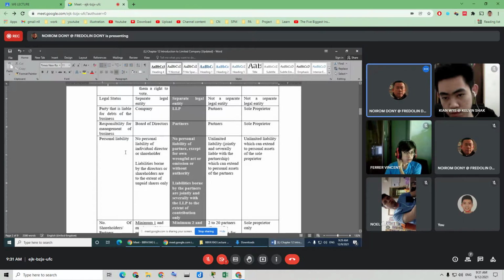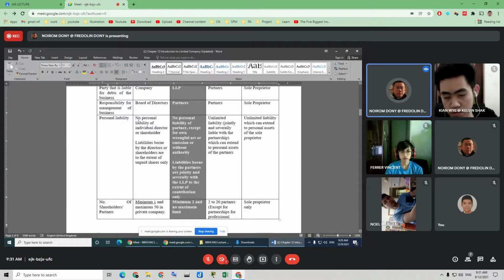Personal liability. For a company, no personal liability. No personal liability of individual directors or shareholders. Liability borne by the directors or shareholders is to the extent of unpaid share only. That's what I'm saying. If they have paid the share, they are no longer responsible for any of the debts. Unless they haven't fully paid the share, then the shareholders or the directors have to pay for the unpaid share.